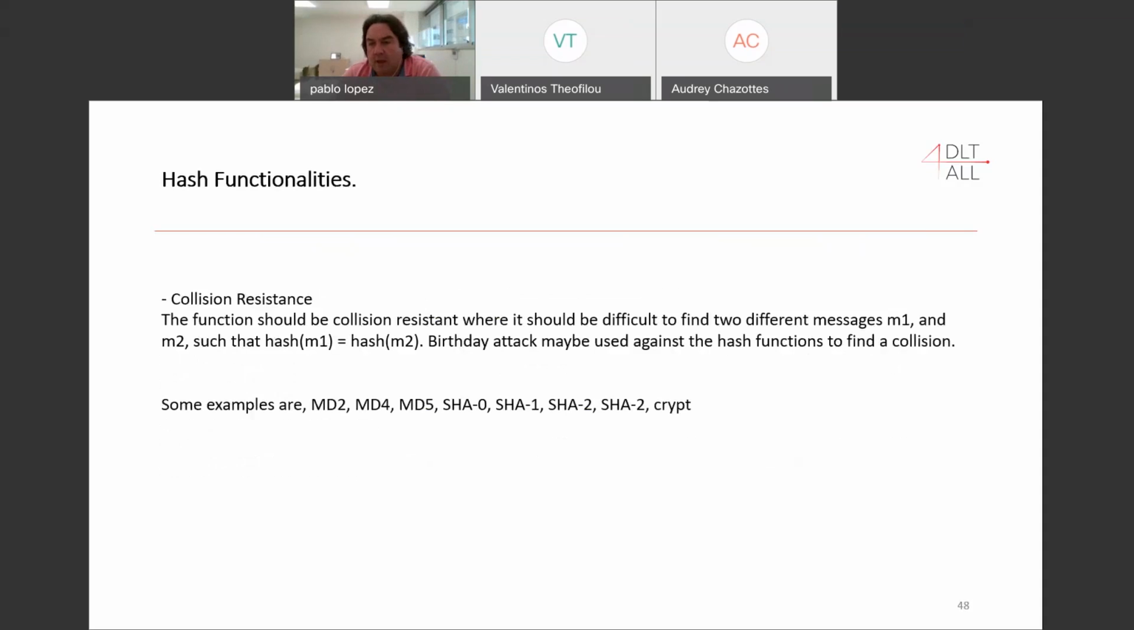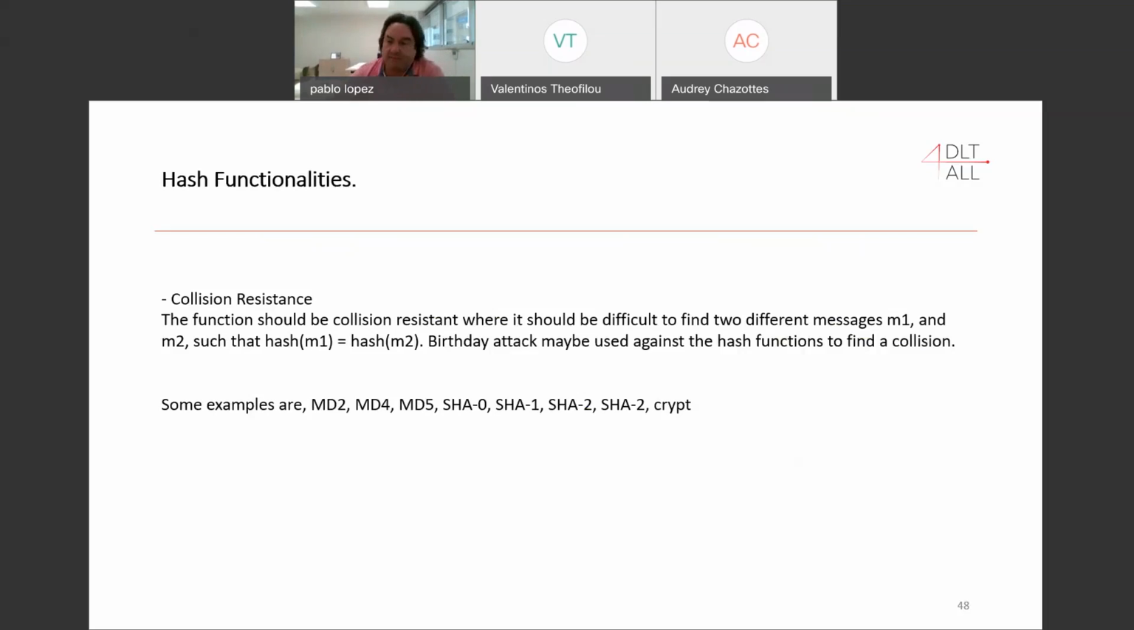And the third one, the collision resistance. That means that the function should be collision resistant, where it should be difficult to find two different messages, M1 and M2, such that the hash of M1 equals the hash of M2. A birthday attack, for example, may be used against the hash function to find a collision. Some examples are MD2, MD4, and SHA.